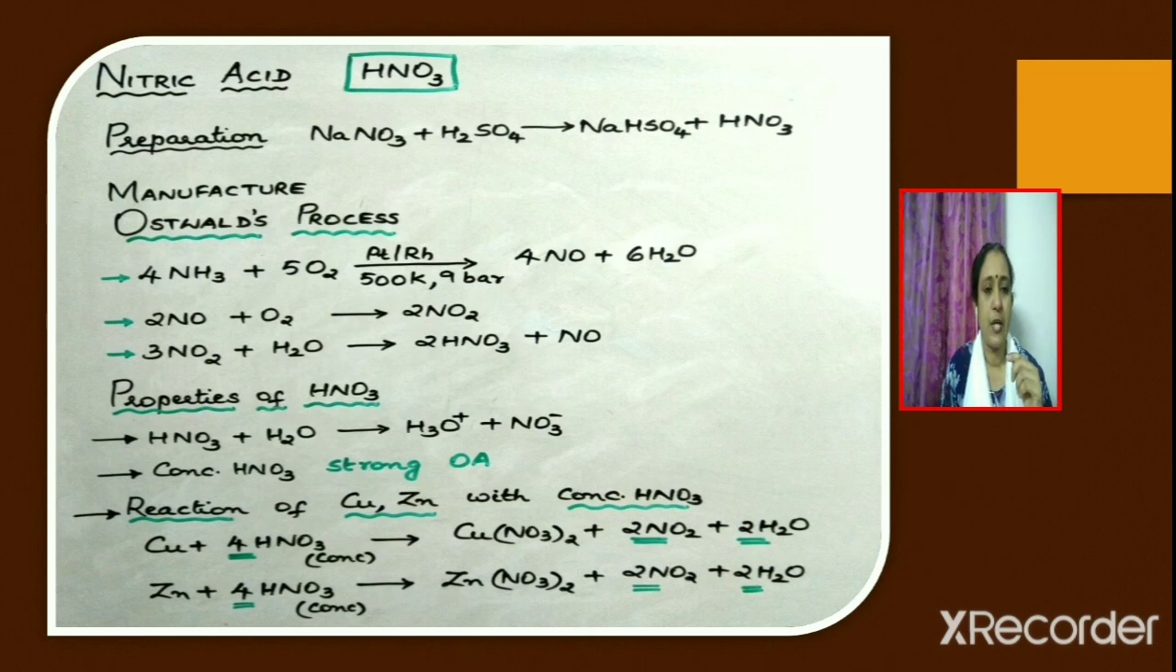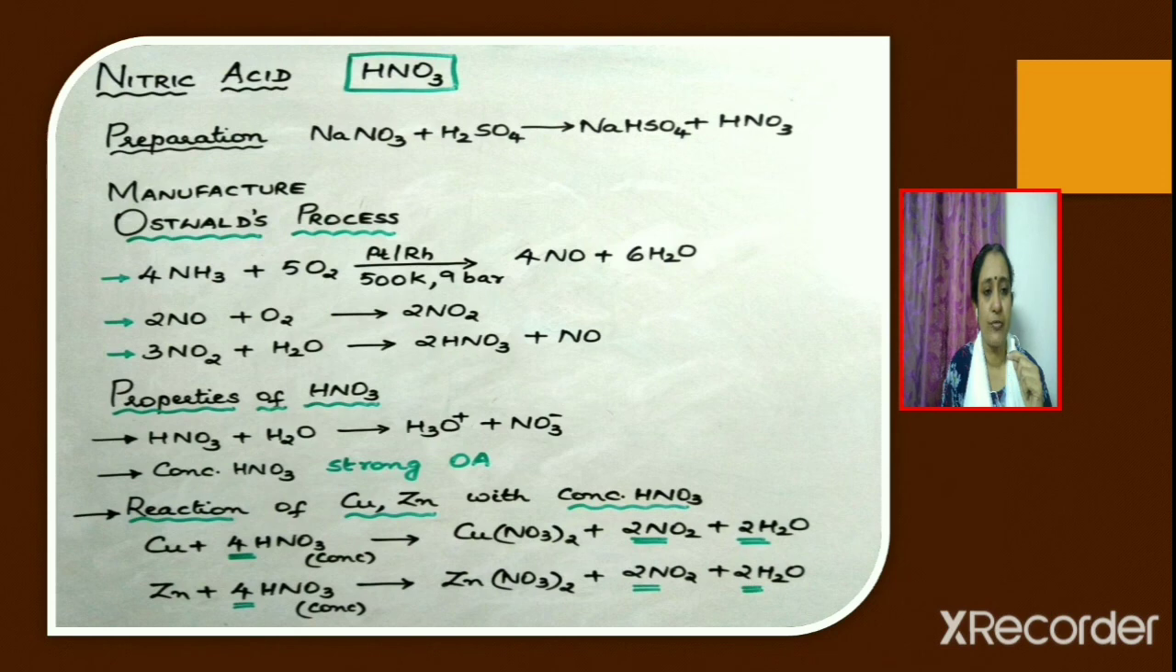In the first step, ammonia gets catalytically oxidized to nitric oxide in the presence of platinum rhodium catalyst, 500 Kelvin temperature and 9 bar pressure. Along with nitric oxide, water is also obtained. Nitric oxide thus formed further gets oxidized to nitrogen dioxide. Nitrogen dioxide then reacts with water to give nitric acid. Along with nitric acid, nitric oxide is also obtained. This nitric oxide formed can be used in the reaction again and again. So these are the steps involved in the manufacture of nitric acid.